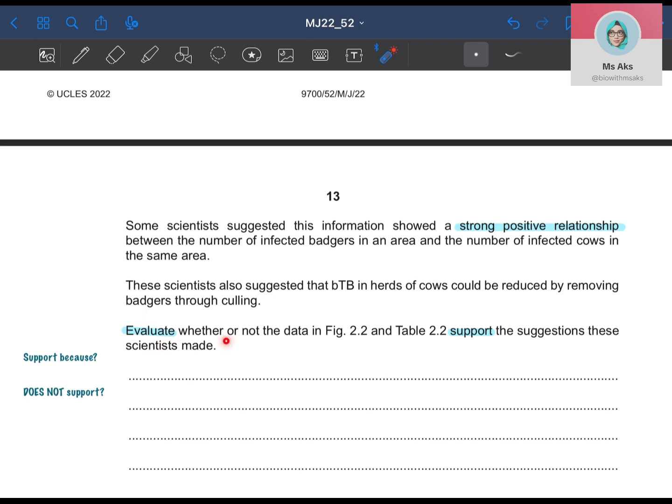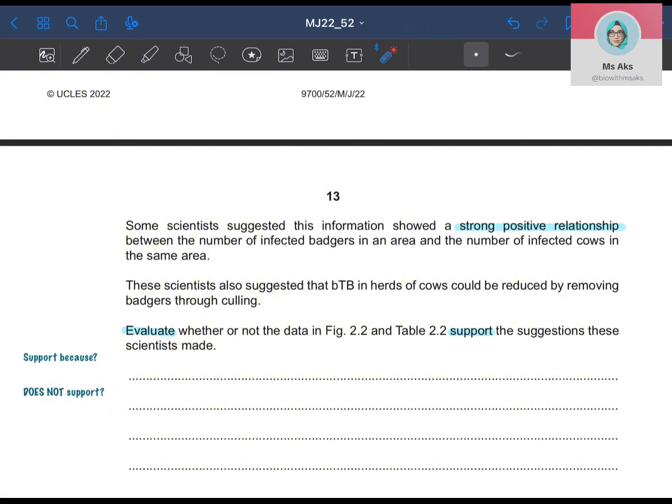Evaluate whether or not the data from figure 2.2 and table 2.2 supports the suggestion that the scientists have made. Now, when we are asked to evaluate something, that means we need to find points that do support the suggestion, where exactly the data is showing support, and where it does not support as well.